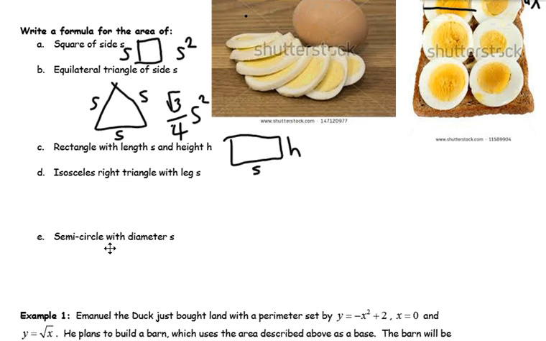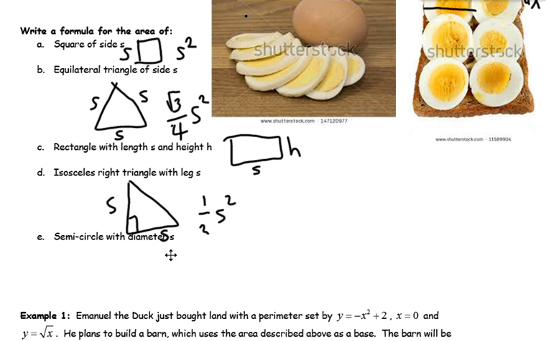And then we have an isosceles right triangle with a leg of S. And if it's isosceles, then both of its legs are S. So that is going to be 1/2 base times height, which is 1/2 S squared, since the base and the height are the same.